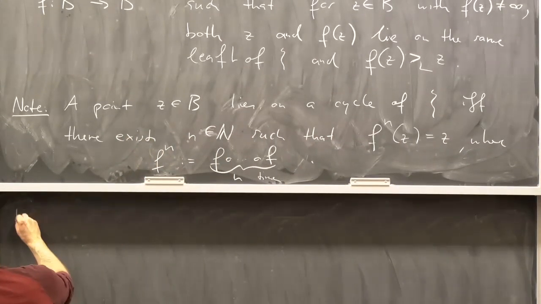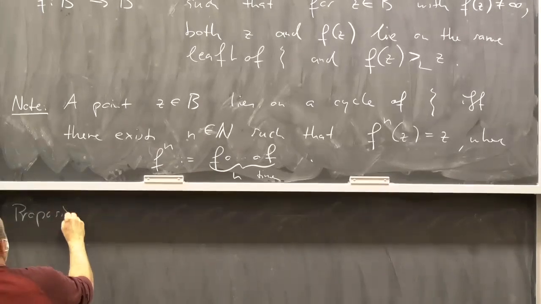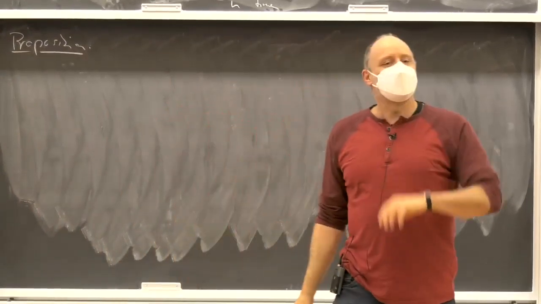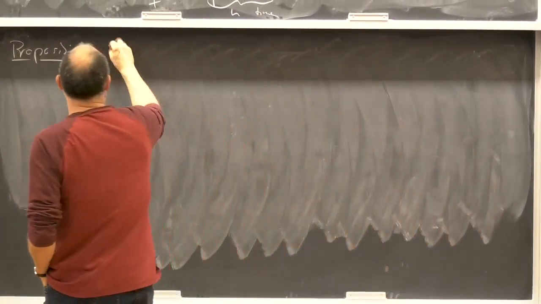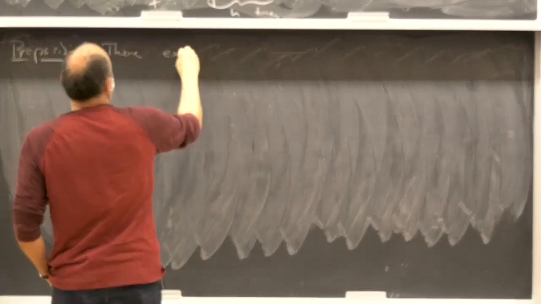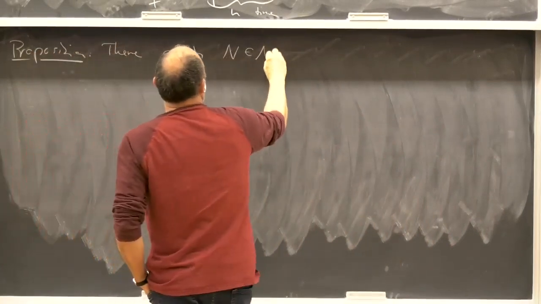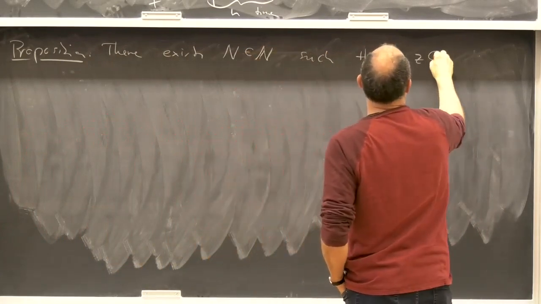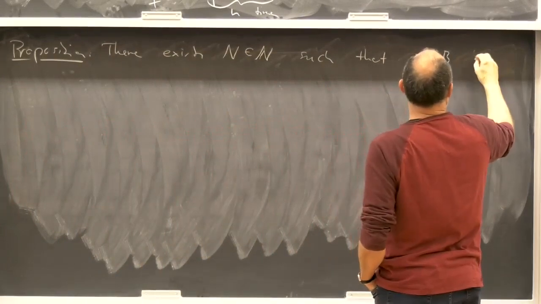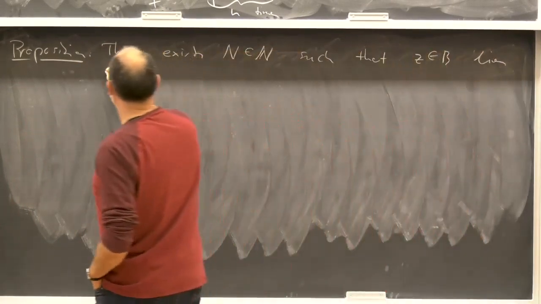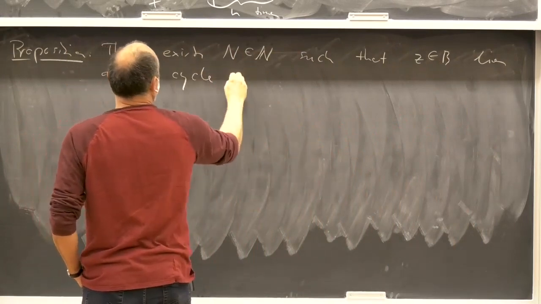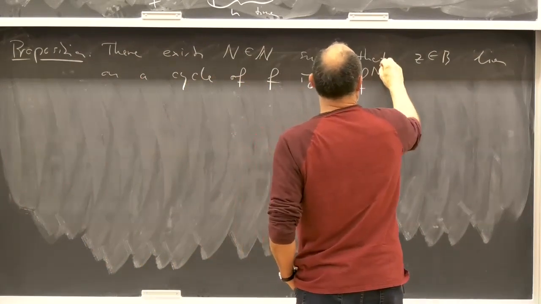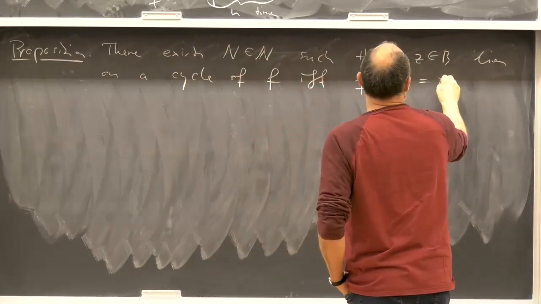In fact, more is true. What this is saying is that for every point there is an n, but in fact the other way around is also true. There exists a single natural number n such that Z in B lies on a cycle if and only if this nth iterate applied to Z is equal to Z.